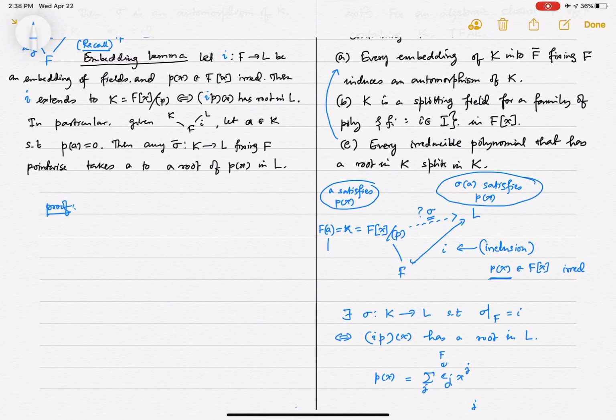So what you're really saying is that if you have extensions like this, K and L, and A is something here, a root of P(x), then if you take any embedding from K to L, fixing F pointwise, then where A goes is again a root of P(x).